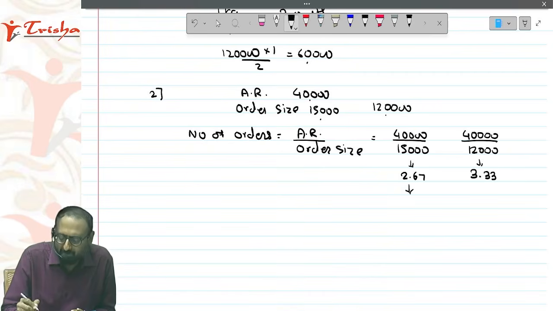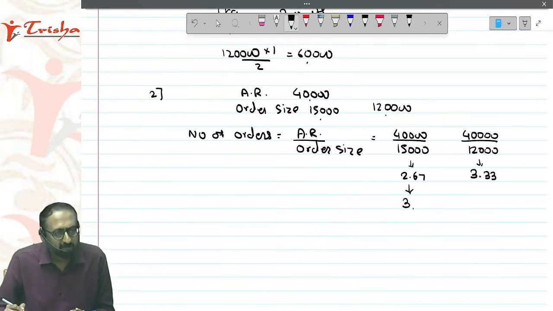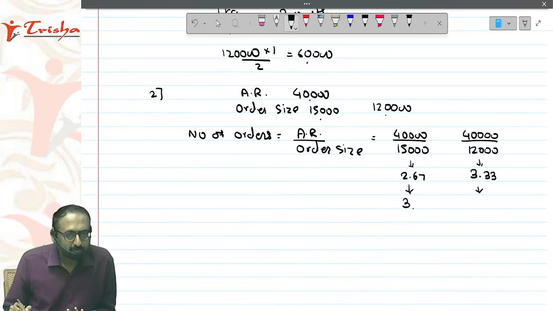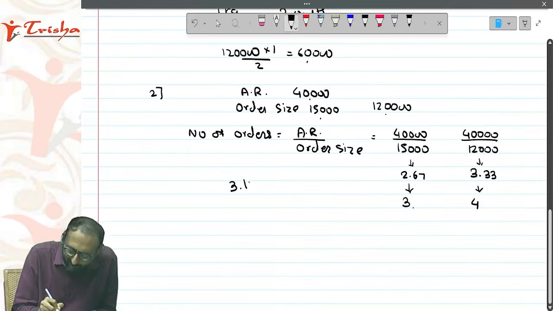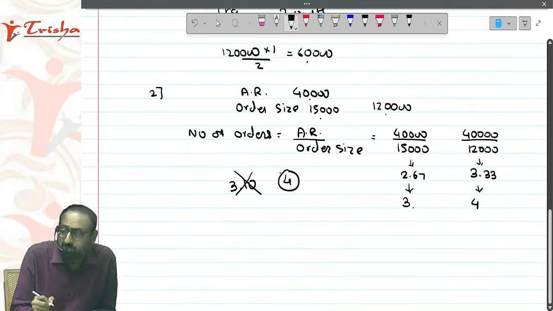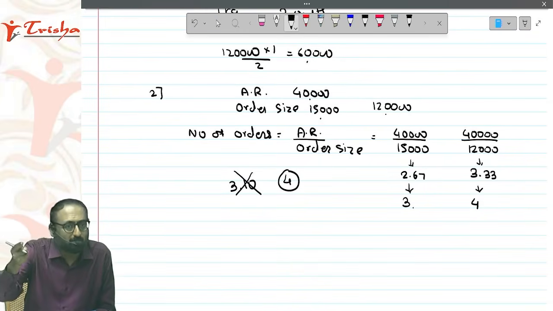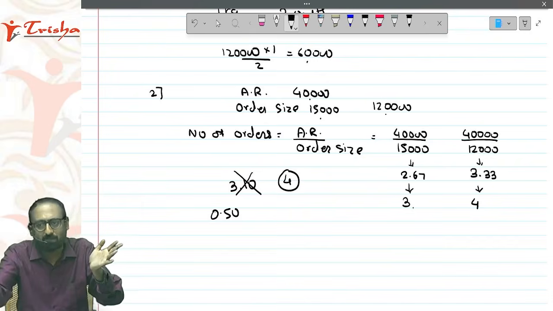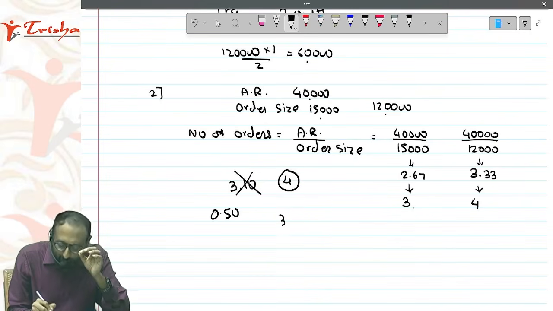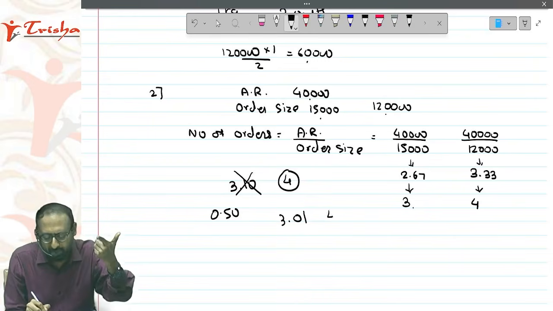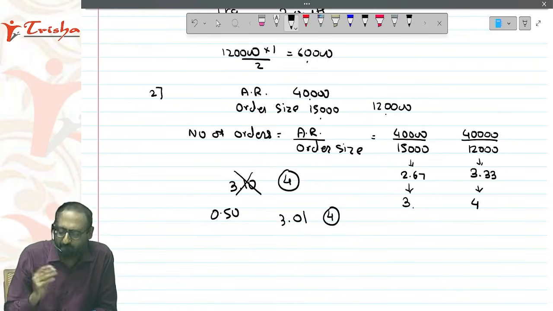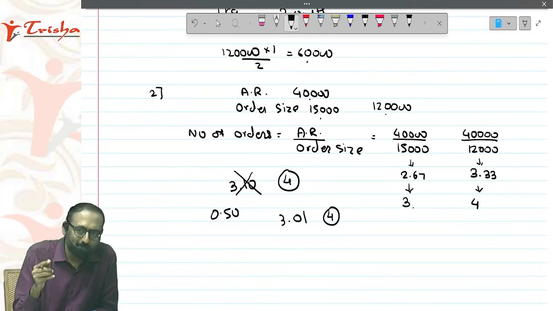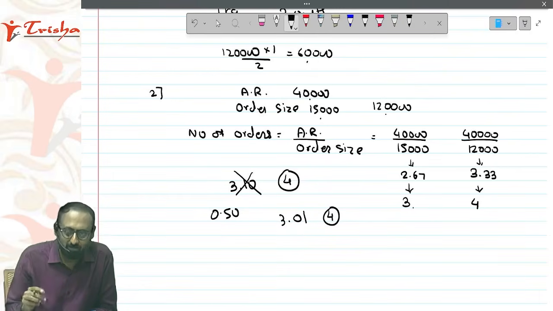So instead of 2.67, how many orders will you have to place? 3 orders. Instead of 3.33, is it 3 or 4? If your answer is 3.10 also, how many orders will you have to place? 4. Next order you'll have to consider. It is not like up to 0.50 the previous digit and after 0.50 the next digit. If 3.01 is also there, you'll have to place 4 orders. So if the number of orders is in fraction, don't forget to round it up to the next digit.